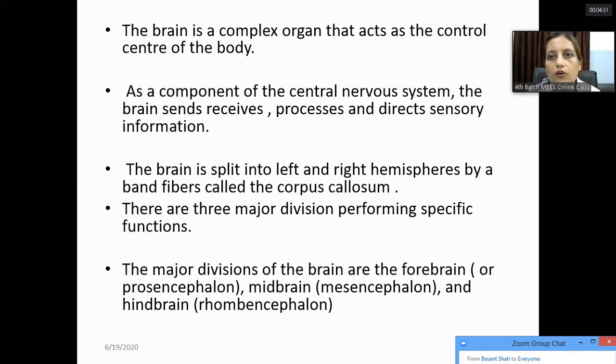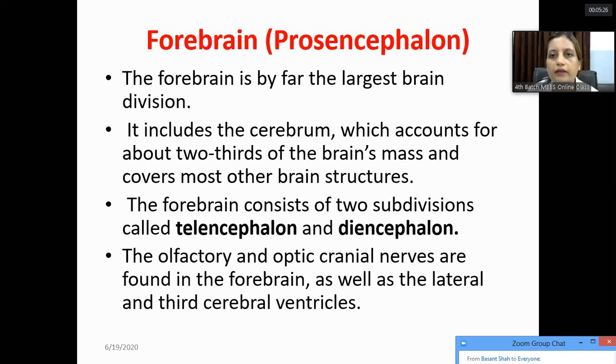The brain is a complex organ that acts as the control center of the body. As a component of the central nervous system, it receives, processes and directs sensory information. The brain is split into right and left hemispheres by a band of fibers called the corpus callosum. There are three major divisions performing specific functions: prosencephalon or forebrain, mesencephalon or midbrain, and rhombencephalon or hindbrain. The eye develops from the forebrain, so we will discuss the forebrain a little.